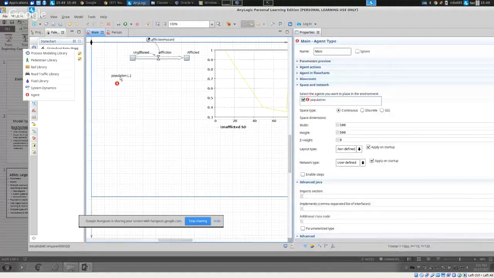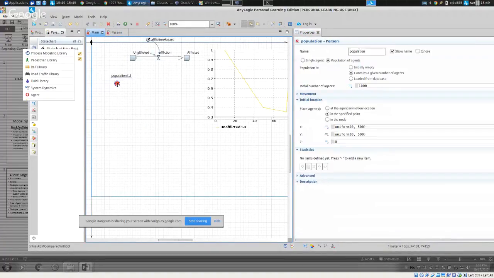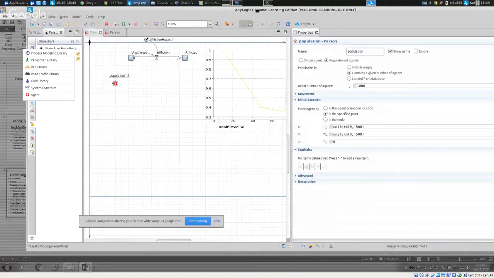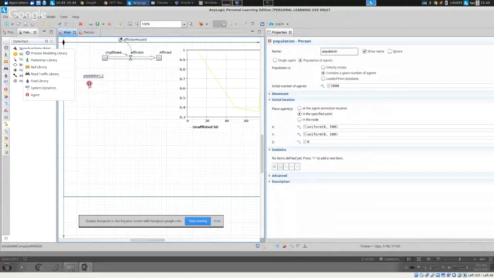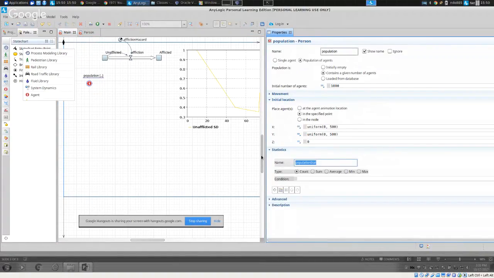Ladies and gentlemen, I'd like you to go to population. Back in Main. We're going down Main. I'd like you to go to population, and I'd like you to go to the statistics area of population. In statistics, put in count afflicted. Well, just say count afflicted because it's in the population, so it's by implication in the ABM.